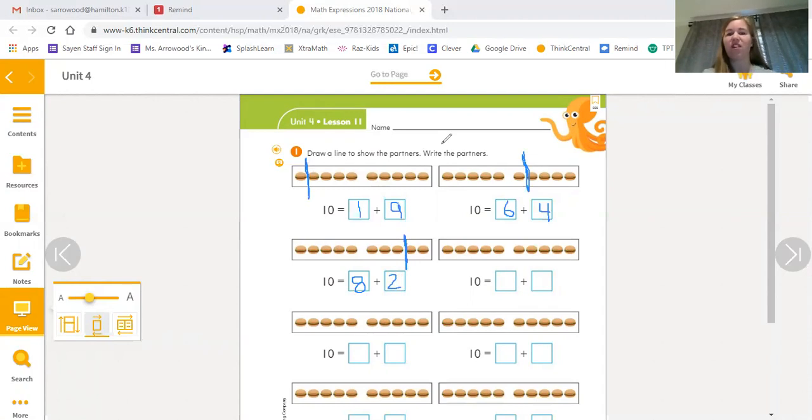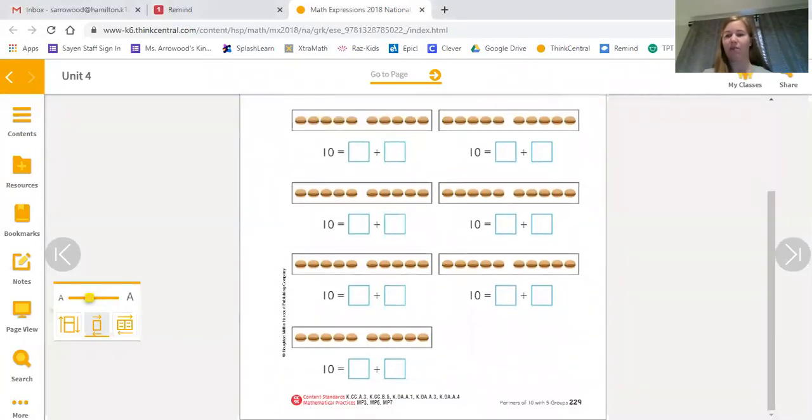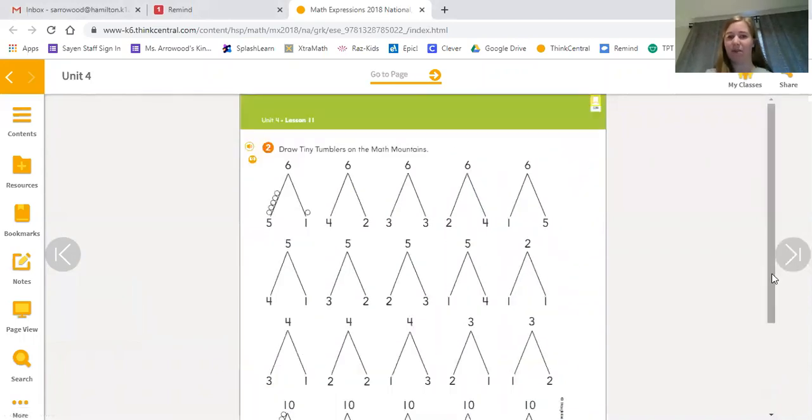So that is what you're going to do for the front. Make whatever partners you want, right? And that's the whole front of your page. Making whatever partners you want. Now, I'm going to go to the back.